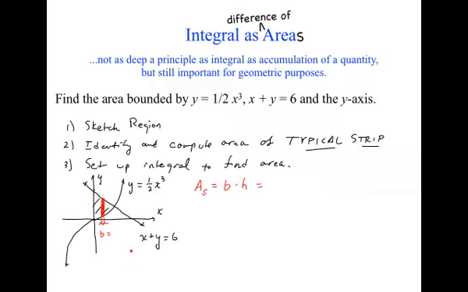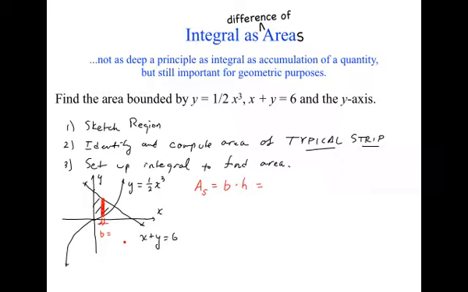Everyone with me now? But I have a question. If you do that, then you have to evaluate from 0 to the intercept. We're not there yet. We're just doing a typical strip. We're getting there. Let's do one thing at a time.